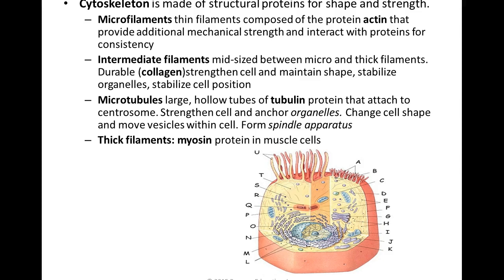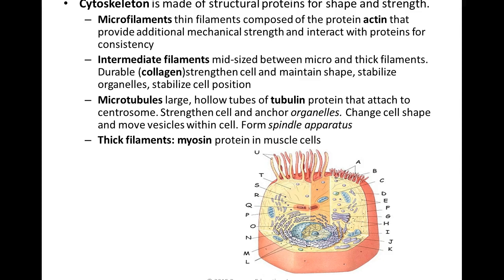Intermediate filaments are mid-size between micro and thick, and all of the filaments are used to maintain shape, stabilize organelles, and stabilize cell position. But intermediate filaments are found further in the cell, making up the cytoskeletal portion, more toward the middle, I guess, but not as close to the middle as the microtubules. And these are hollow. They are a different design than the filaments.